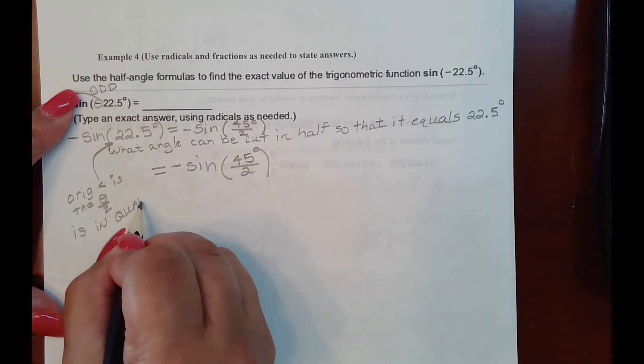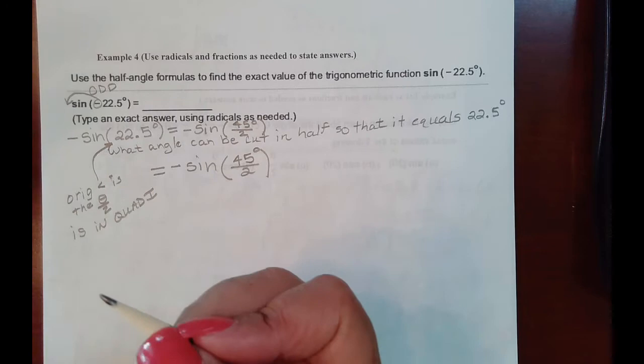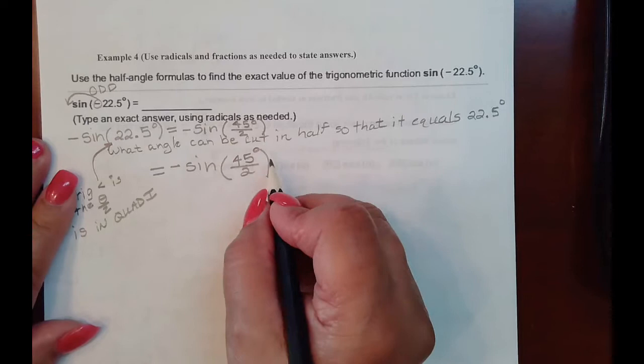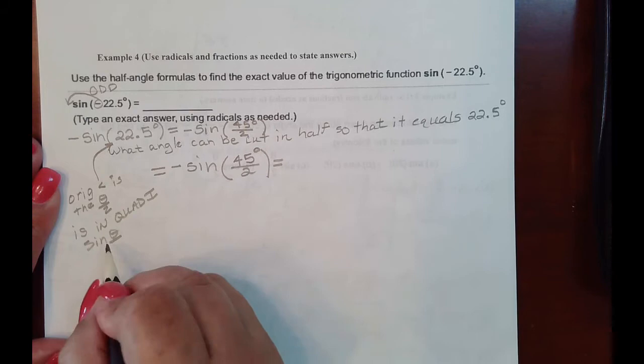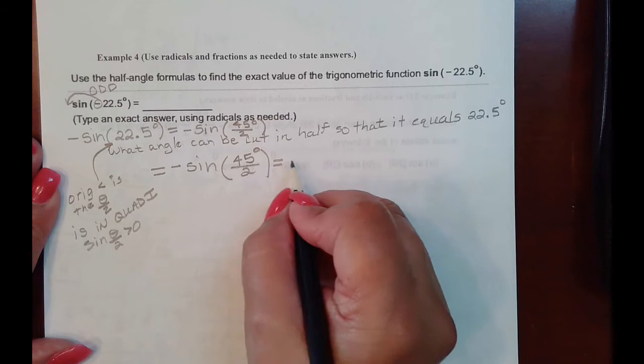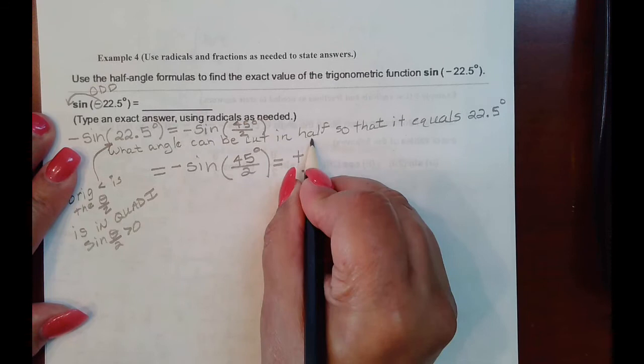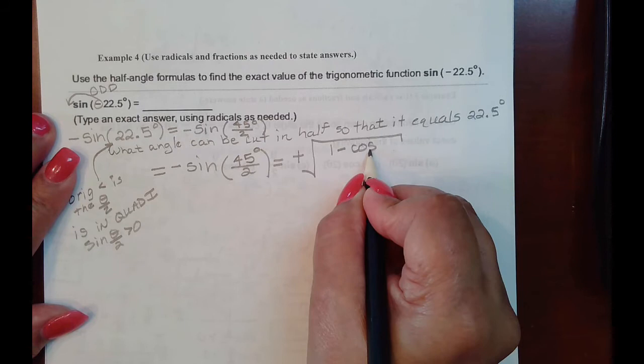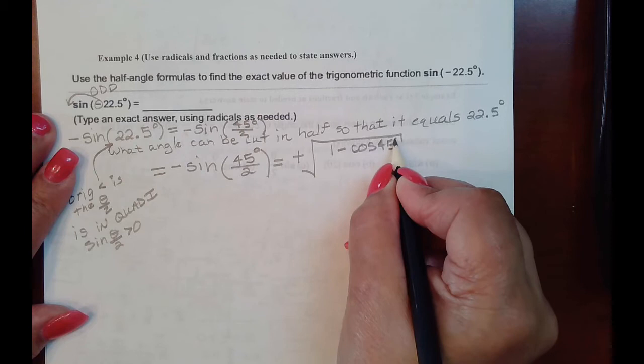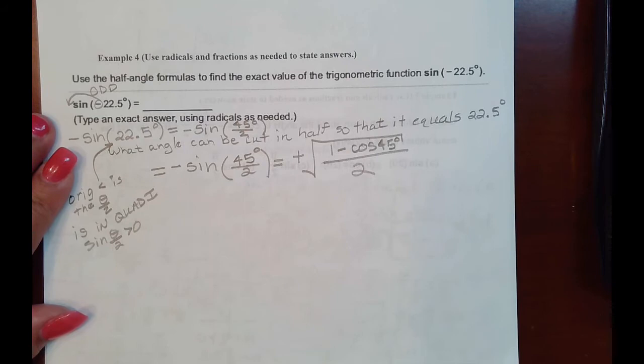And if it's in quad 1, then the sine of the half angle that you're looking for is positive. So here you're going to choose the sine of the half angle, which is that 22.5, is positive. So if it's positive in that quadrant, then you're using that positive sign that's out in front of the radical. So it's positive rather than negative. And then the formula goes 1 minus the cosine of the angle that you just cut in half, which is 45 degrees. And then the whole thing's divided by 2, so that 2 is not impacting the angle anymore.